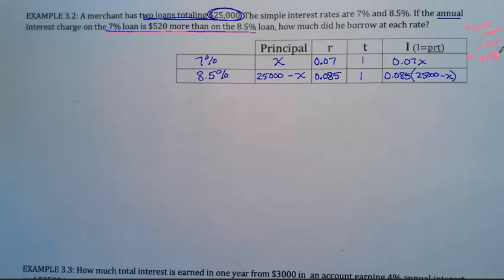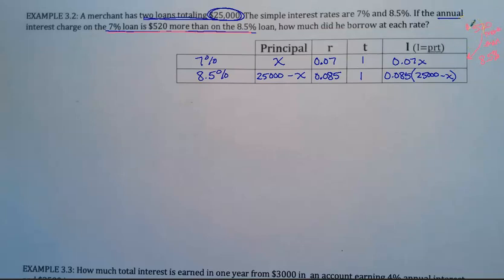Okay, so we're trying to think about how to set this up. On the last one, we knew the total interest earned, that it was $904.50. So we added these two amounts of interest, not the rates, to get the total $904.50. Here, we know this one is $520 more than this one. So we could set them equal if we take this money into consideration.